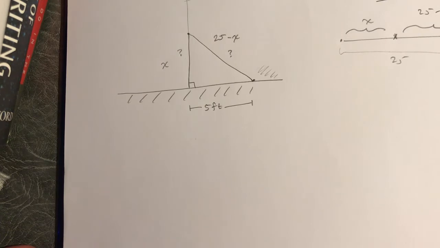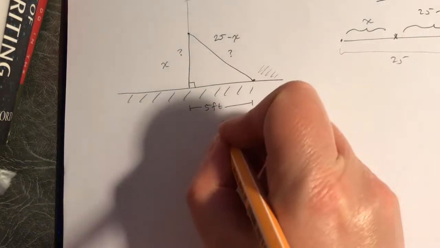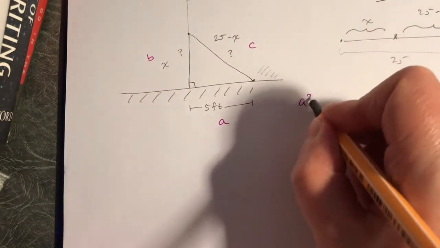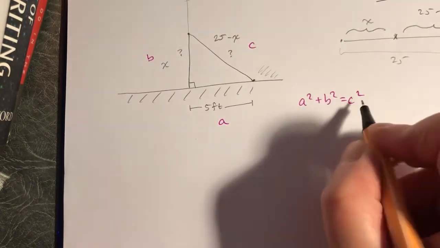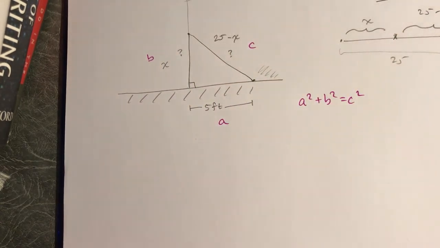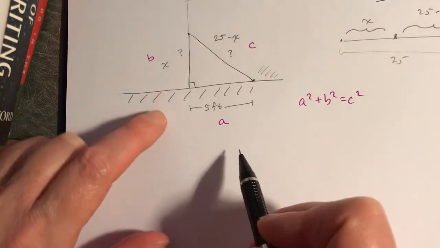So Pythagoras goes like this. Let me grab some color. Pythagoras says a squared plus b squared equals c squared, where c is always your longest side, your hypotenuse. It doesn't matter who you call a and b. They're just the two shorter sides.